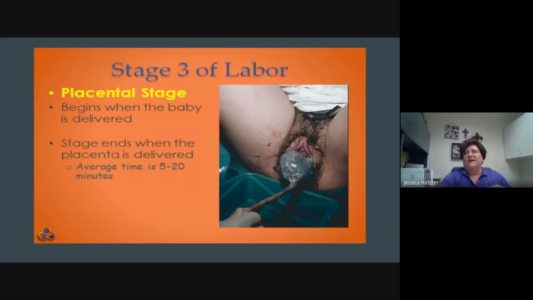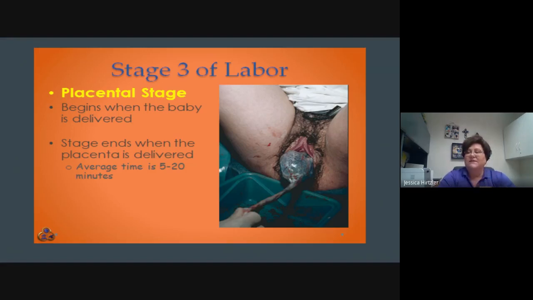The third stage of labor is what's known as the placental stage. The placenta should present itself after the baby is delivered. The average time for the placenta to deliver is 5 to 20 minutes. We're not going to tug or pull on the umbilical cord to speed the process up. We may or may not deliver the placenta in the field. It just depends on our transport time and so forth.